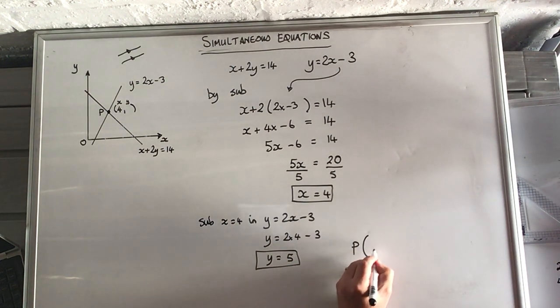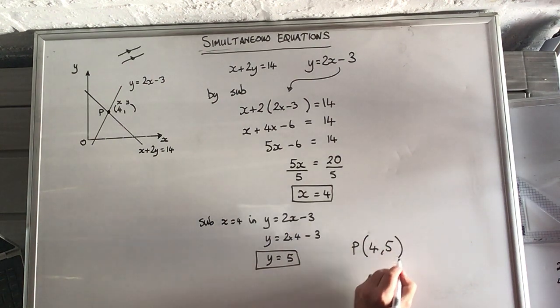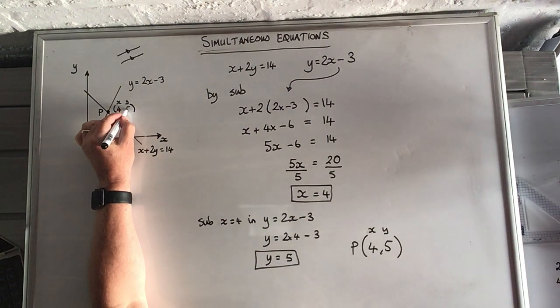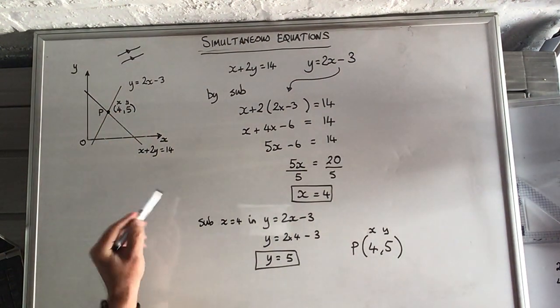So P has coordinates 4, 5. Remember, that's my x value, that's my y value. So up my diagram here, this is the point that satisfies both these straight lines.